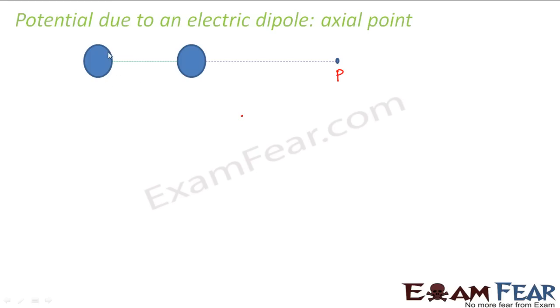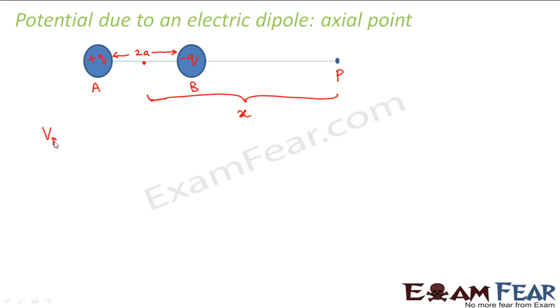So this is my dipole. Let us call this plus Q, this minus Q. Let us mark this point as A, this point as B, and the distance between the charges of the dipole, which we normally took as 2a before also. Now, what is the distance of this point? In case of a dipole, we always measure the distance from the midpoint of the dipole. So let us say that this axial point lies at a distance of x from the dipole. So we have to calculate the value of electric potential at this point P.